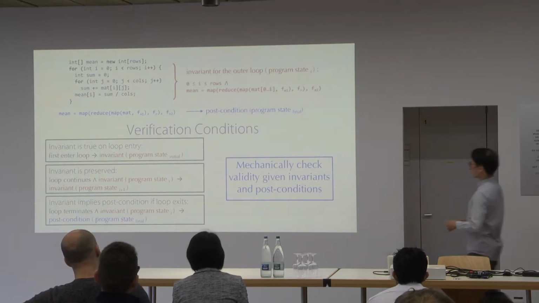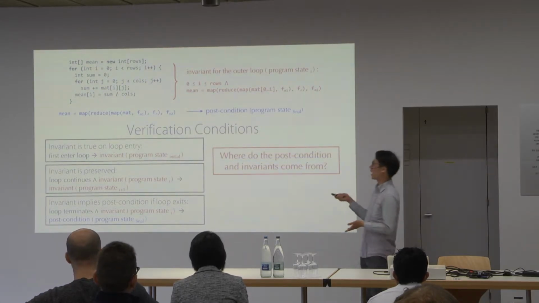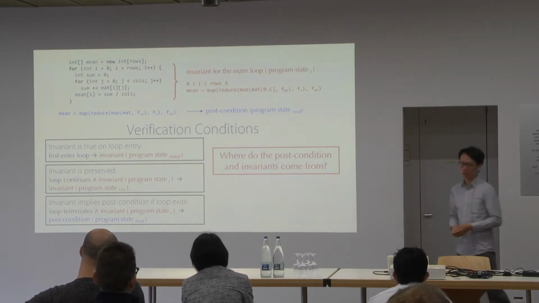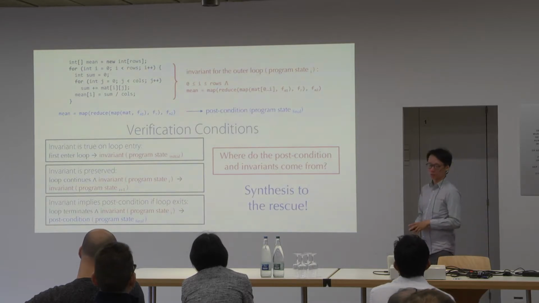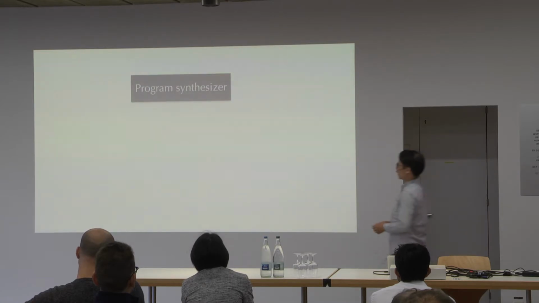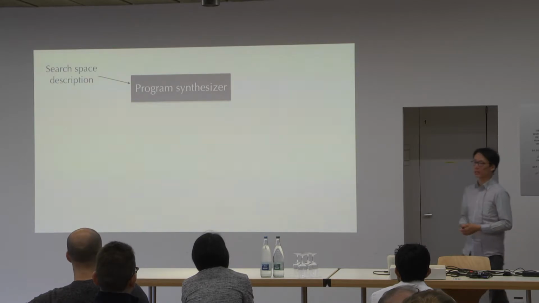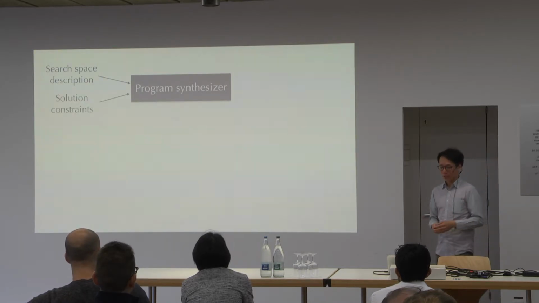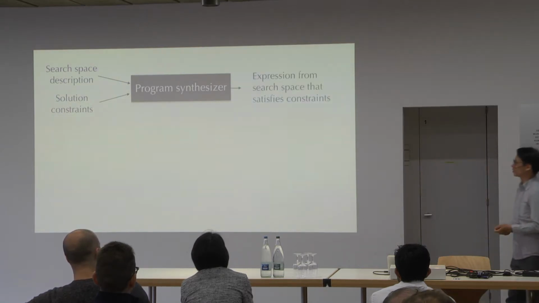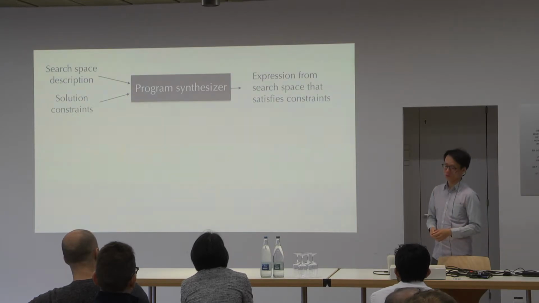Of course, the question now becomes where do these post conditions and invariants actually come from? We came up with this language, but the input program was actually not written in this form. So that's where program synthesis comes into play. For those of you who might not be familiar with it, a program synthesizer takes in a description of the search space and a bunch of constraints that govern what needs to be a solution. And if you turn the crank, then the program synthesizer hopefully would come up with an expression from the search space that satisfies the constraints.